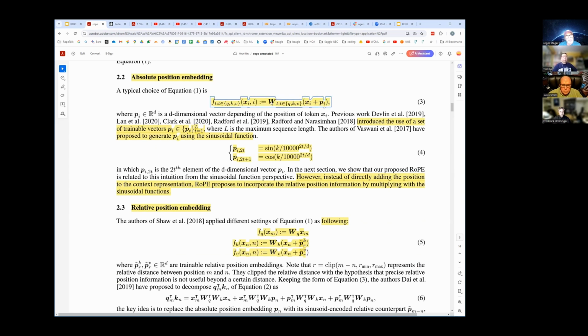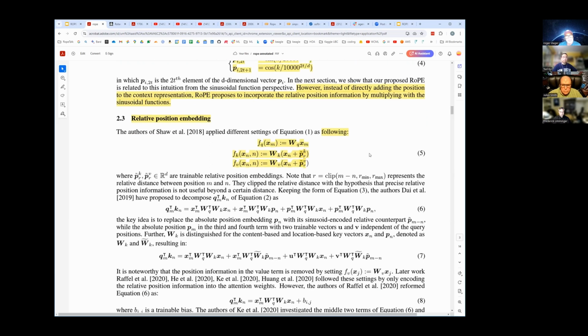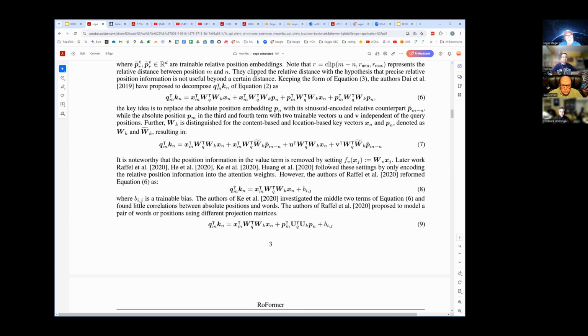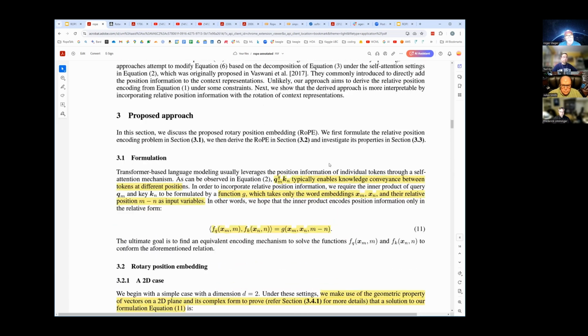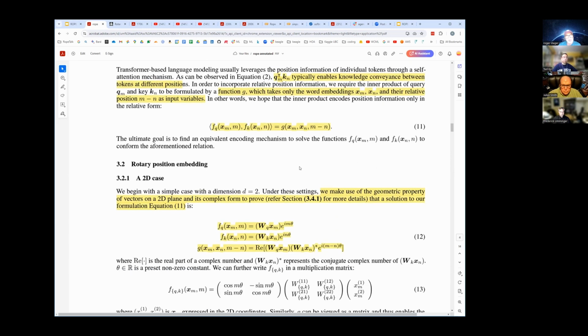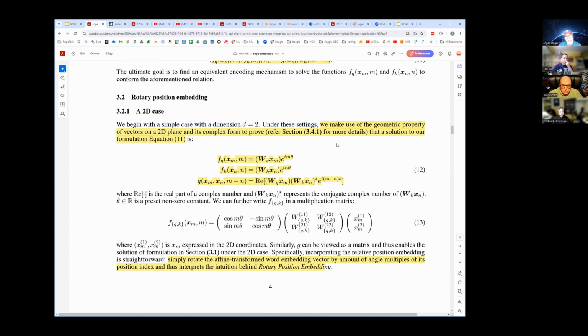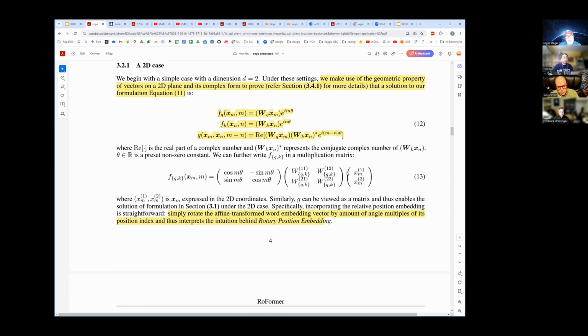We've already covered this expression of absolute position embedding and relative position embedding. I'm going to skip through this stuff, and then their proposed approach. They do it kind of abstractly to start with. They say we want functions that look like this, and then say that in 2D this rotation matrix satisfies those requirements. We've already looked at this equation.